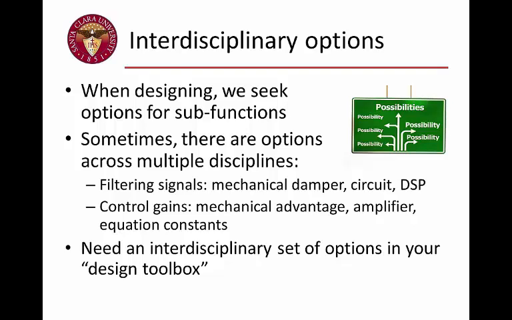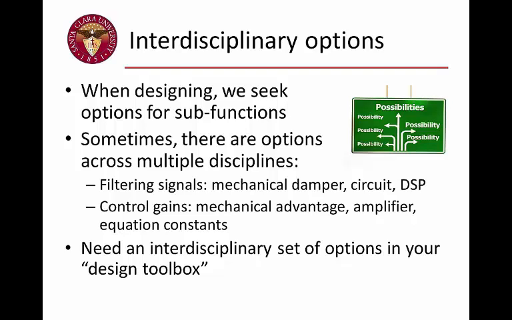But it's, I think, a good insight from the point of view of this class, an interdisciplinary class, to realize that sometimes those options actually span multiple disciplines. And a couple of really simple examples: if I want to filter out unwanted motion or an unwanted signal, I can do that with mechanical damping. I can sense the mechanical motion electronically and then use a circuit to filter out portions of the motion that I'm not interested in. Or I could relay that into a computer, and in software I could do digital signal processing to get rid of unwanted components. So there's an example of a mechanical, an electronic, and a software approach to filtering signals.